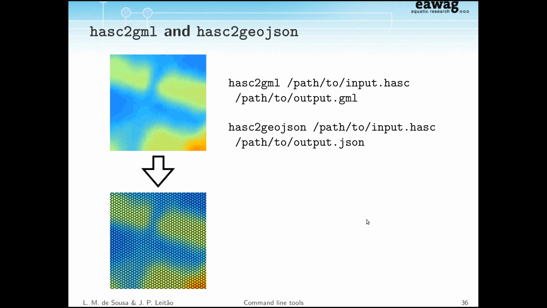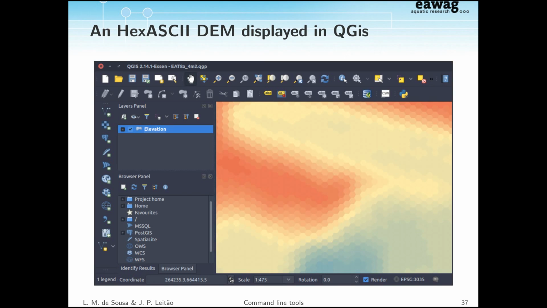And the last set of tools are these two called HexASCII to GML and HexASCII to GeoJSON. What they do is transform a hexagonal raster into a vector. Why is this useful? It's useful because then the vector can be opened in traditional GIS software and used to create maps. Basically, this is how these maps you can see here were created. And here is an example with QGIS, and here a nice hexagonal raster portrayed in the program.